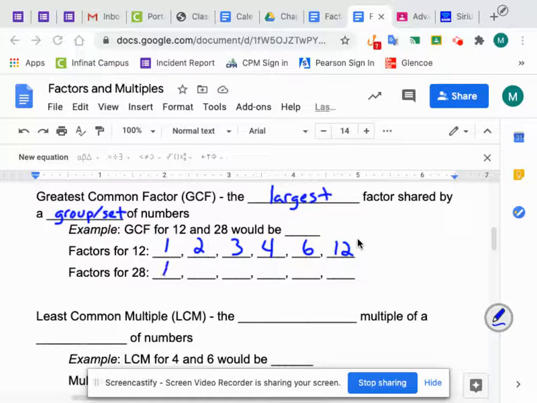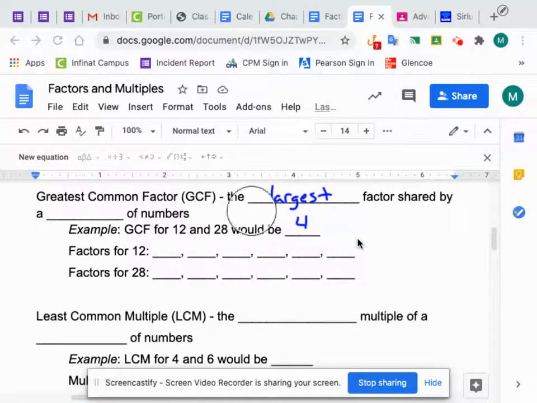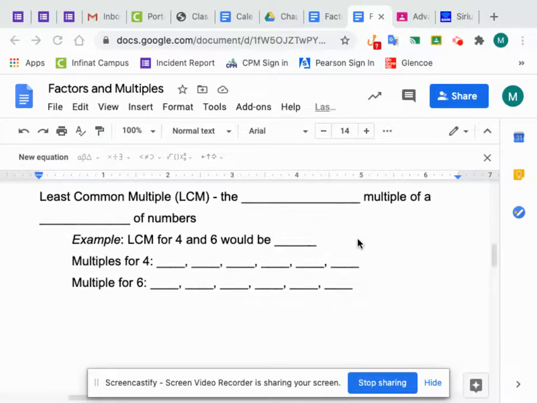So when I get to 28, I have 1 and 28, 2 and 14. 3 doesn't go in there, so I skip that. And then 4 and 7. So when I take a look at this, the largest number that both of them have in common is 4. And so that would be my greatest common factor. Okay, so think about that. Greatest common. Greatest, biggest number. And then common, which one is the biggest in both of those numbers.